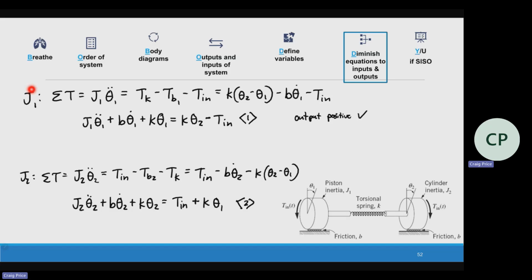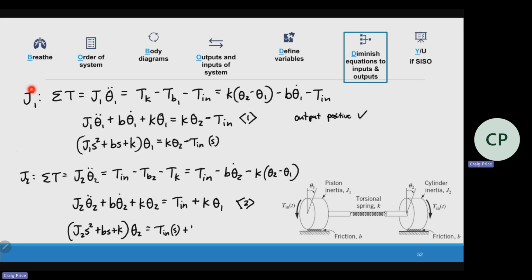Now, we can still combine these. I can have J1 s squared plus B s plus K times theta 1 equals K theta 2 minus Tn. This is when we're in the S domain. I can do the same thing for the other one. So I can put it in the S domain, but I can't create a transfer function because I've got two inputs.